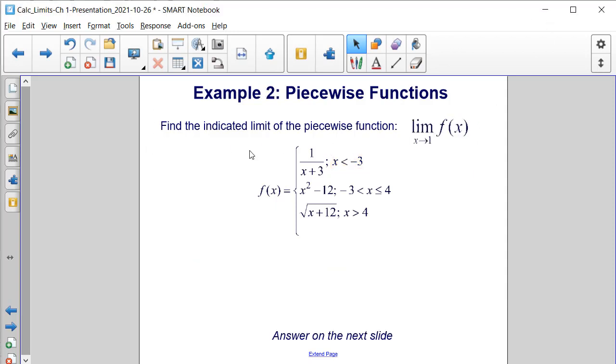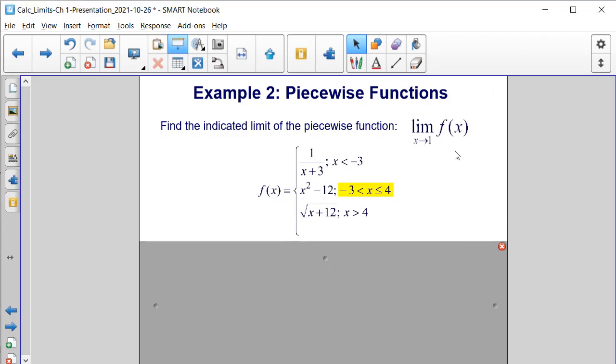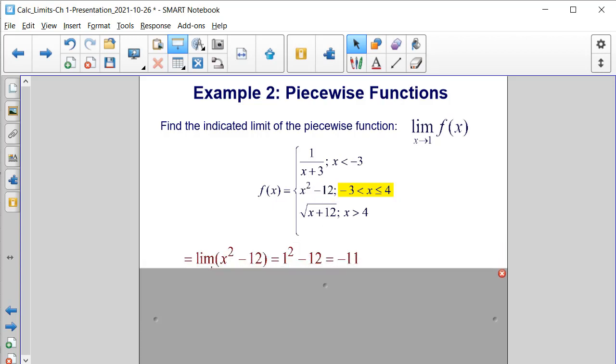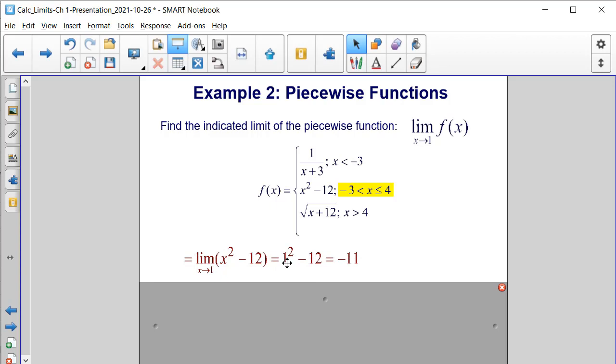Now let's find the indicated limit of the same piecewise function, the limit of f of x as x approaches 1. To calculate this limit, we have to use the second section of our piecewise function, or the second piece, because 1 is within this section of the domain. So let's substitute 1 in for x in this expression. When we do that, we will have 1 squared, which is 1, minus 12, which is -11.